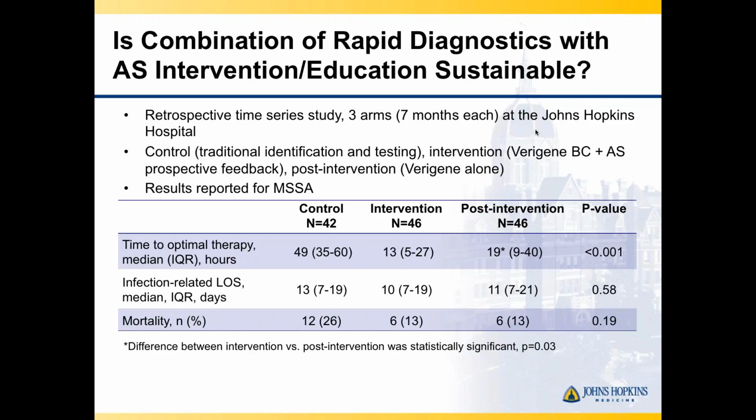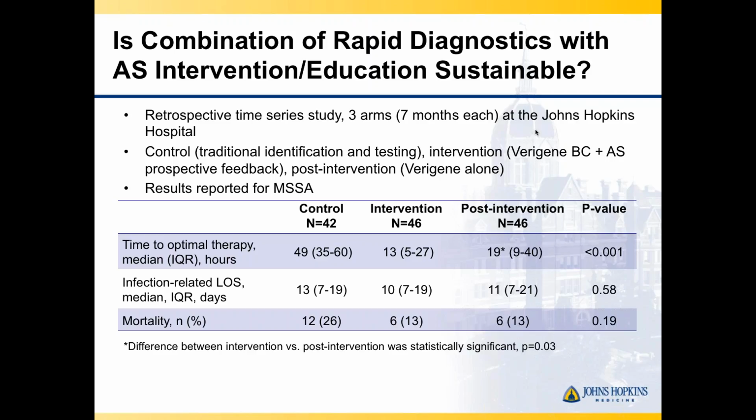So we had a control, which is our traditional testing and identification. The only rapid diagnostic at the time that we utilized for blood culture was PNA FISH for enterococcus. And then our intervention was the Verigene blood gram-positive panel for blood cultures, and then antimicrobial stewardship, and then the post-intervention period alone. We did all of these for 7 months. So we did 7 months of interventions, and after 7 months, we just stopped. The results I have here are for MSSA.